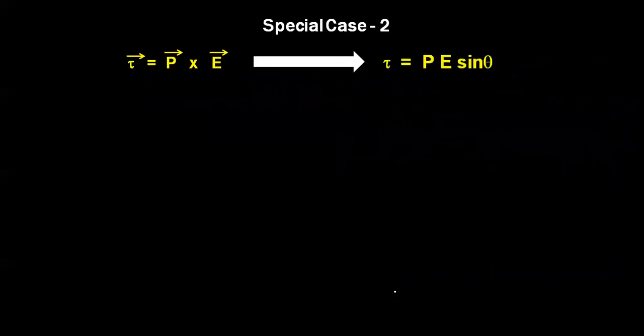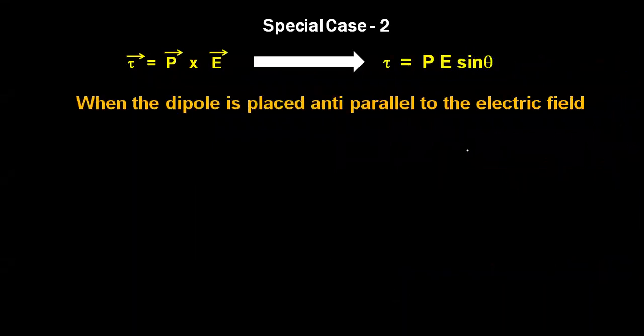And special case number 2, whenever the dipole is placed anti-parallel to the electric field. Anti-parallel na not parallel அர்த்தம் கிடையாது. Anti-parallel na electric field க்கு dipole parallel இருக்கணும். ஆனா dipole moment electric field க்கு opposite directionல இருக்கணும். Okay. So whenever two vectors are parallel to each other in the opposite direction, then we say they are anti-parallel vectors. So this is the electric field.